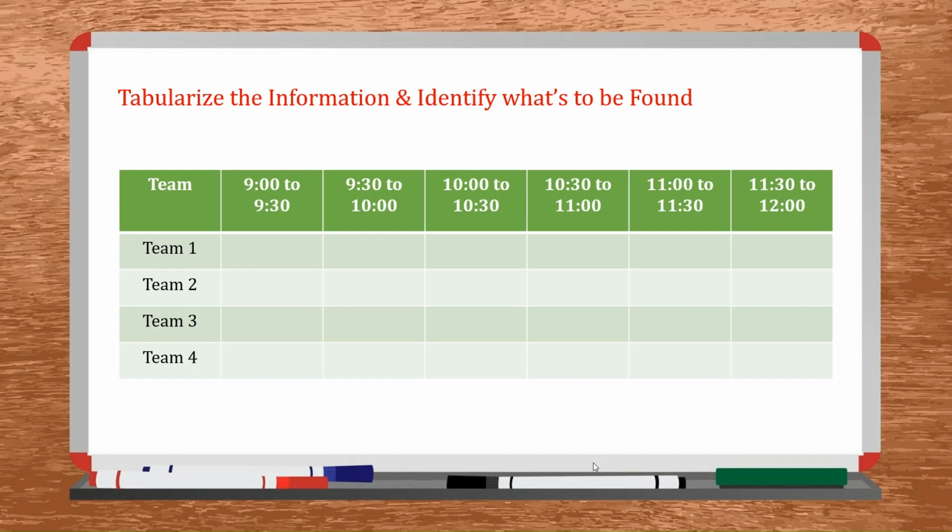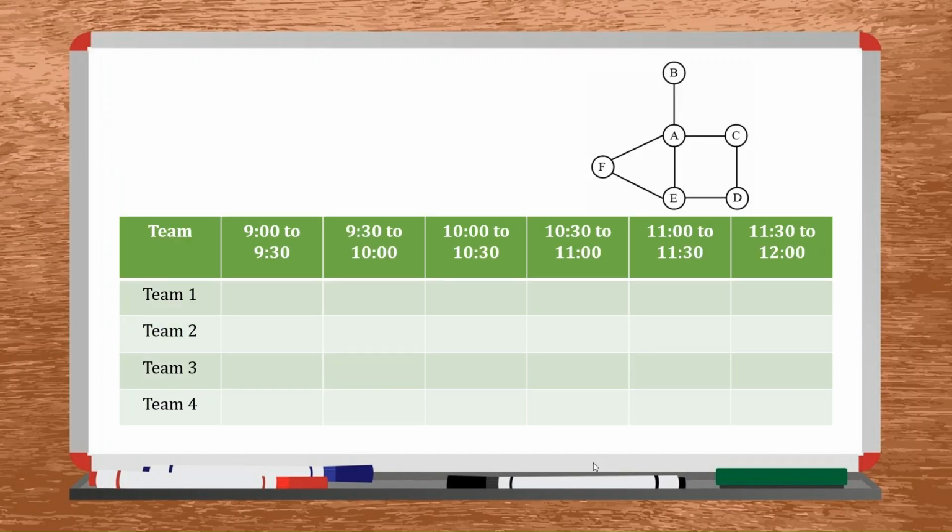So first step, we would tabularize the information that we have and identify what we need to find. So we have 4 teams in 4 rows in column 1. Then between 9 to 12, we have 6 slots of 30 minutes each. Hence, we are dividing the time into 6 slots. And what we need to do now is fill out this information: where each team is, at which particular station, at what particular time. So now let's look at each team.